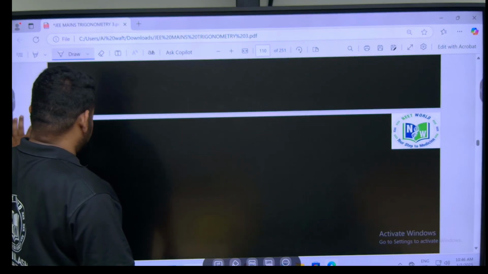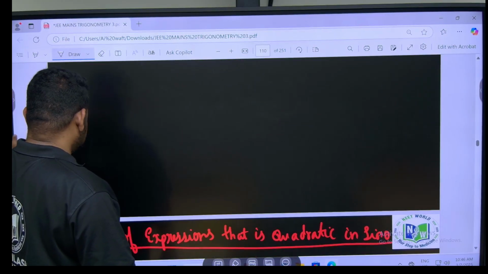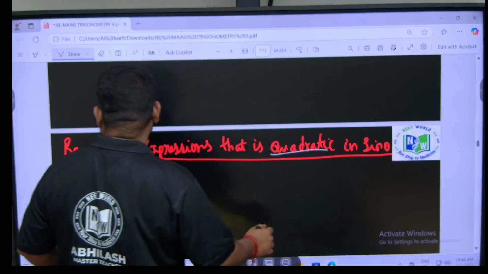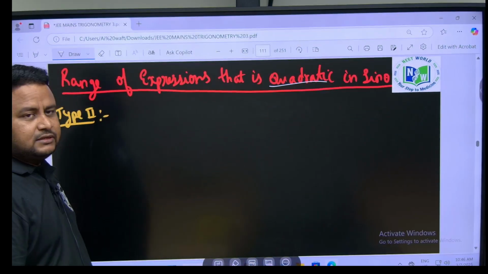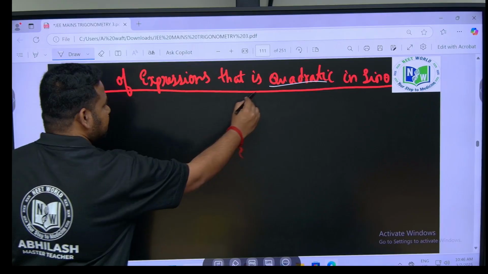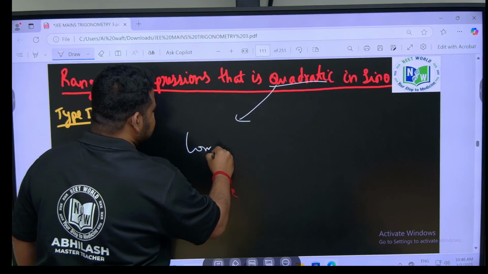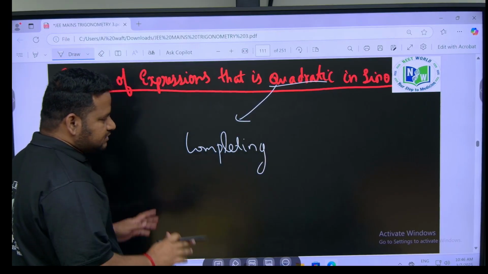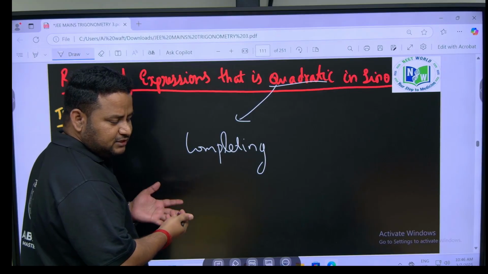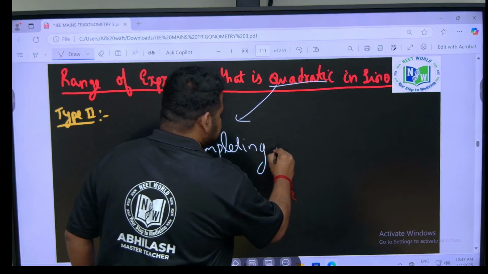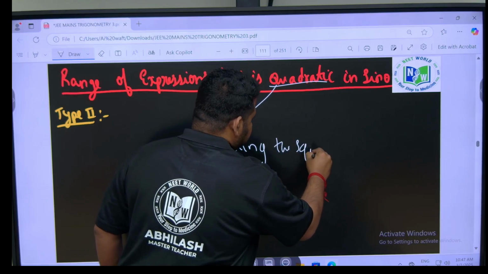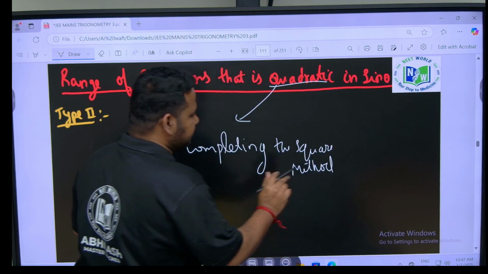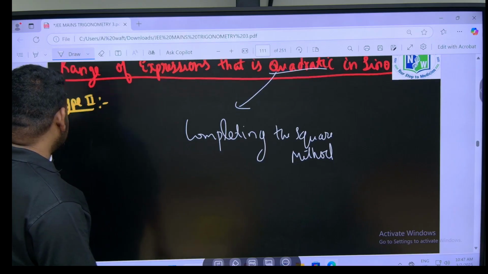I think it is type 2 now. Range of expression that is quadratic in sin theta or cos theta. Type 2 is quadratic. Here, when it is quadratic, you should use the completing the square method, which you had already learned. We will be using this completing the square method even in integration. You would have learned this in quadratic equations also. So let us see how to solve certain questions.